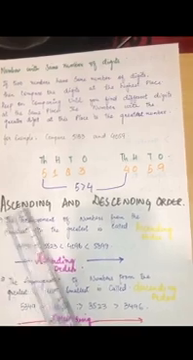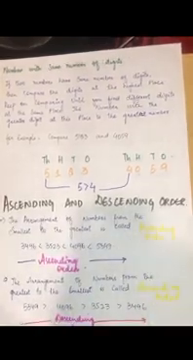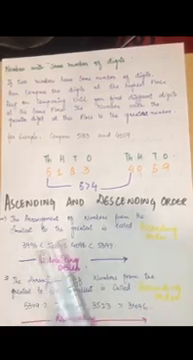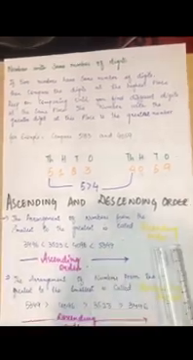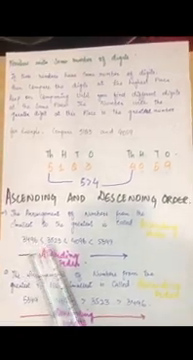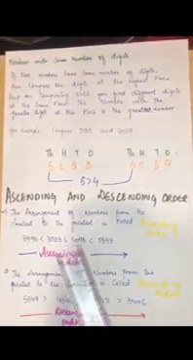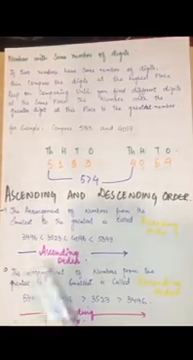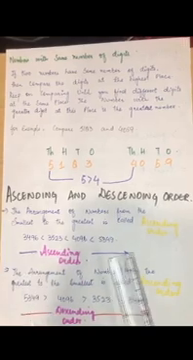Now, ascending and descending order. The arrangement of numbers from the smallest to the greatest is called ascending order. 3, 4, 9, 6, 3, 5, 2, 3, 4, 0, 9, 6, 5, 3, 4, 9. Here you can see the arrangement is from smallest to the greatest.